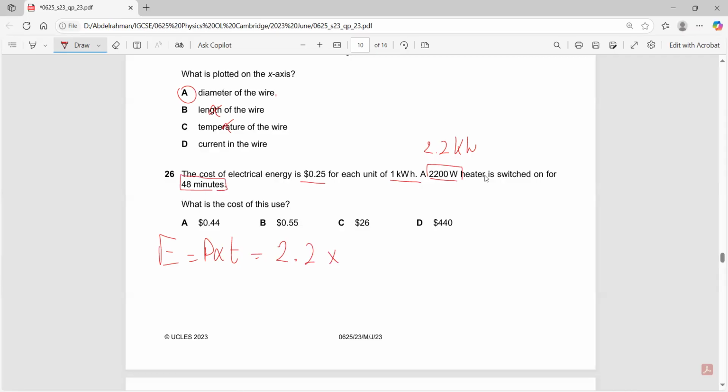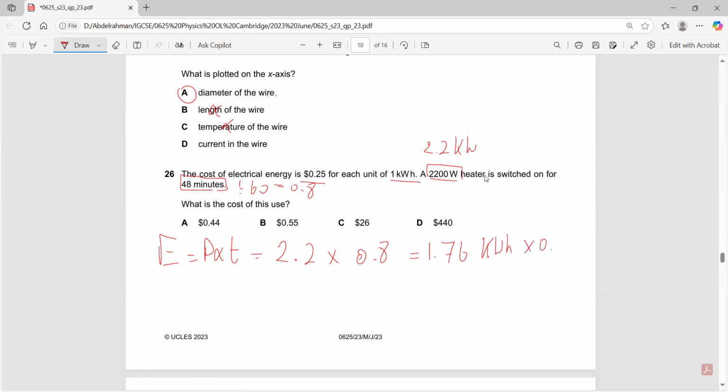This is 48 minutes. What is 48 minutes in hours? When you divide it by 60, this would be 0.8 hours. What's 2.2 times 0.8? This would be 1.76 kilowatt hours. This is the amount of energy used.